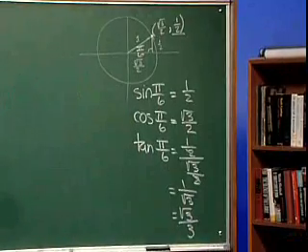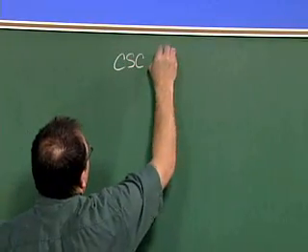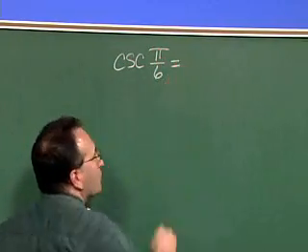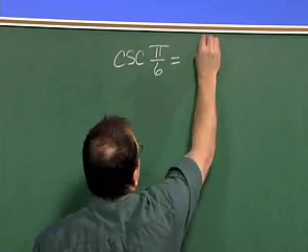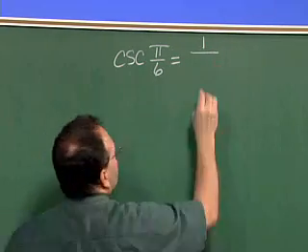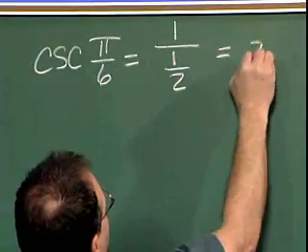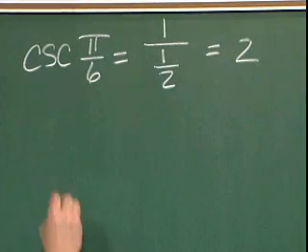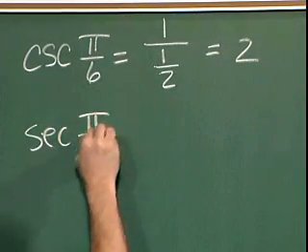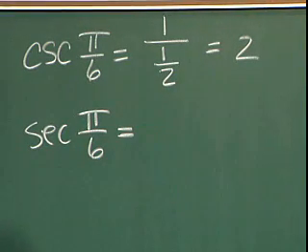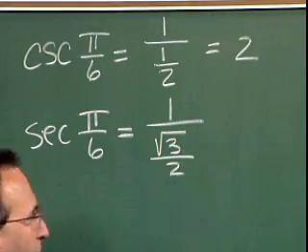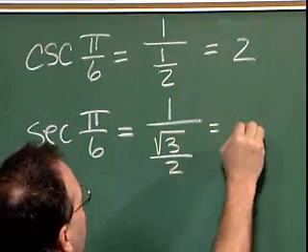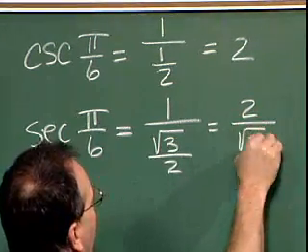So now let's finish this off by looking at the cosecant of pi over 6. Cosecant of pi over 6, remember, is 1 over y. So it's equal to 1 over the y value, remember, is 1/2. And so that's equal to 2. The secant value of pi over 6 is equal to 1 over x. So it's 1 over radical 3 over 2. So, of course, that's equal to 2 over radical 3.